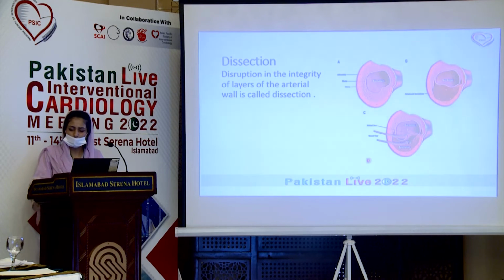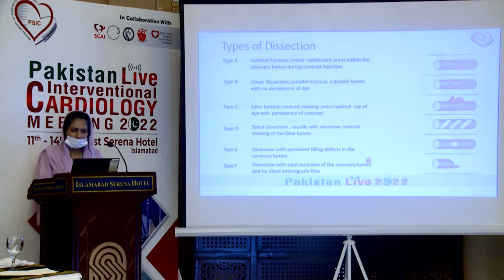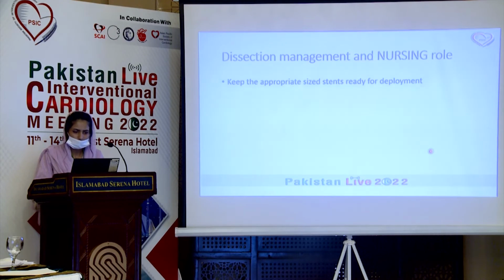There are different types of dissection. Type A is luminal haziness, type B is linear dissection, type C is extraluminal contrast staining, and type D is also called spiral dissection. Type E is dissection with persistent filling in the coronary lumen, and type F is dissection with total occlusion of the coronary lumen. The nursing management in dissection is to keep an appropriate size stent ready for deployment.